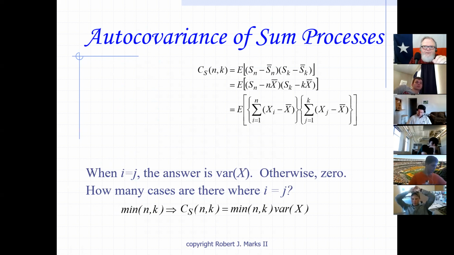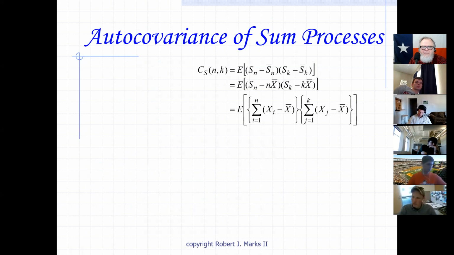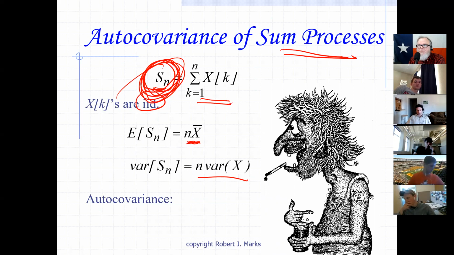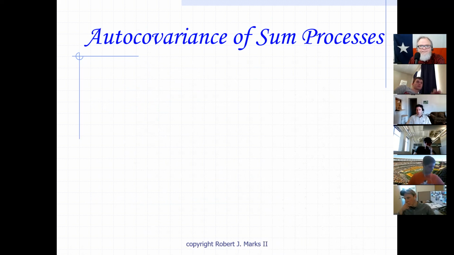So that's true for any sum process. By the way, what's the asymptotic distribution of S sub n? Almost always it's Gaussian, isn't it? S sub n is eventually going to become Gaussian because of the central limit theorem. Unless, of course, you're adding up Cauchy random variables, then it doesn't work.